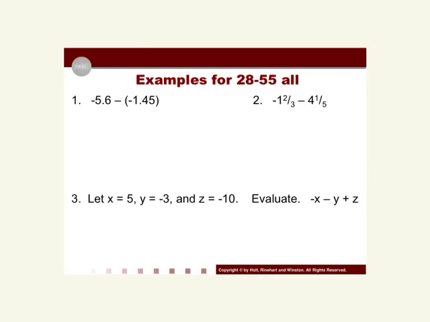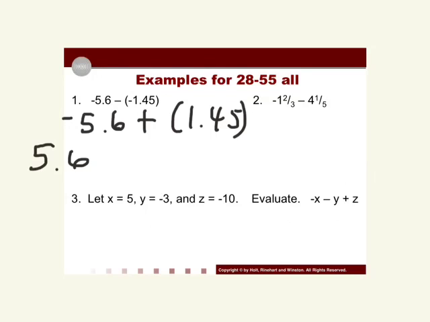So here we're just going to look at a couple examples with decimals and one with fractions. So again, I'm going to keep, I'm going to change, and then I'm going to change. And now I use my rules of addition. Well, the signs are different, so I have to subtract. So I take 5.6 minus 1.45. Notice how I line up the decimals, add a 0 there, and now subtract.